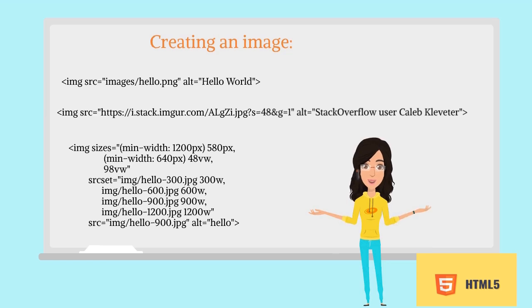So if the viewport is larger than 1200 pixels, the image is exactly 580 pixels. For example, our content is centered in a container which is max 1200 pixels wide. The image takes half of it minus margins.